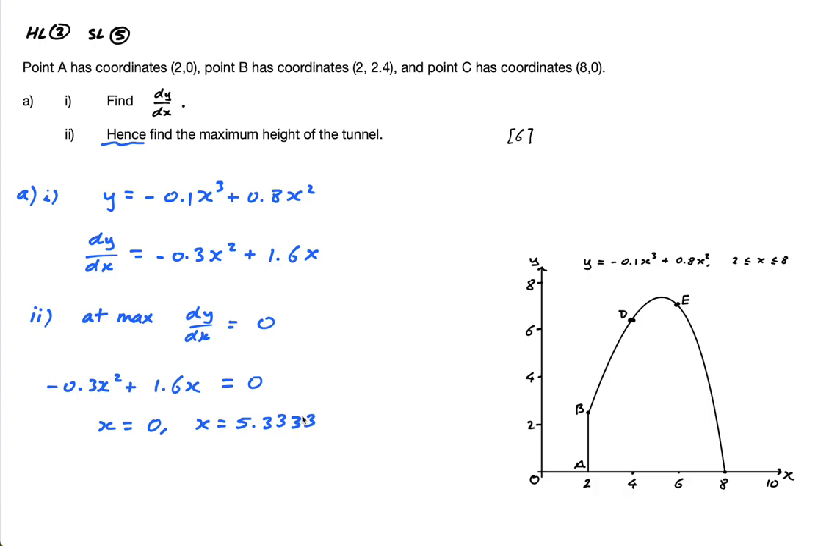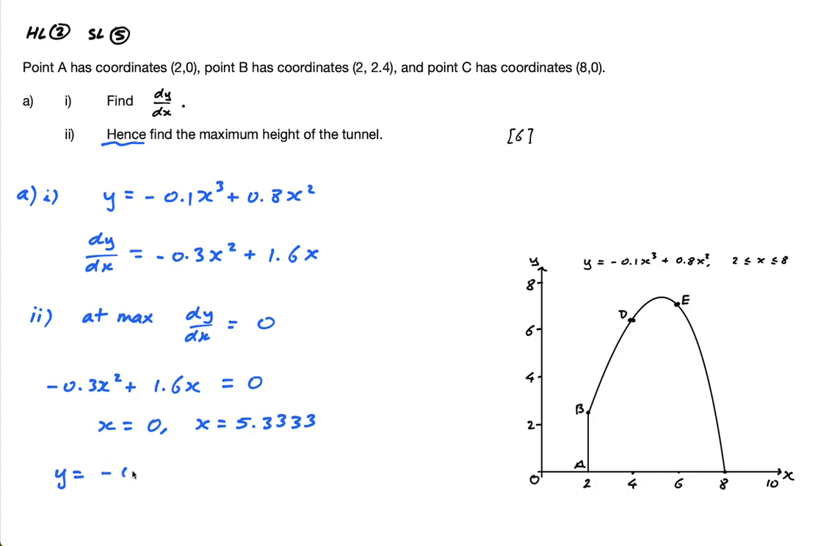Which do you think my answer is? Well, obviously it's the 5.33333 because it's this one here. And we'll actually graph this, which I'll show you guys, and you'll get the same answer. But I need to find y, so this y when x is 5.33333.